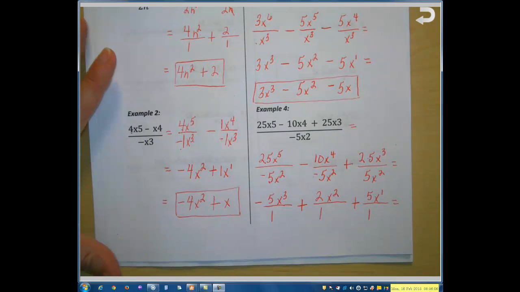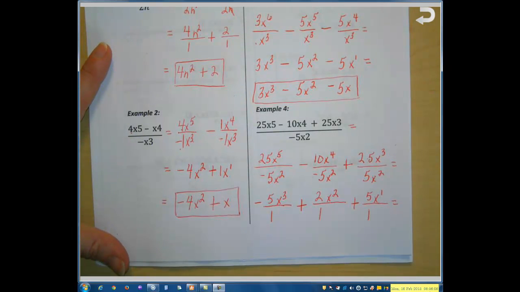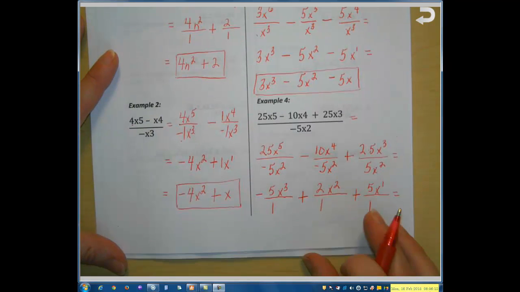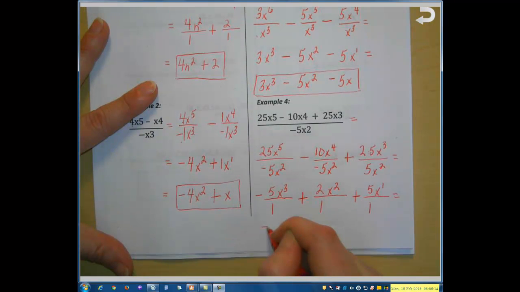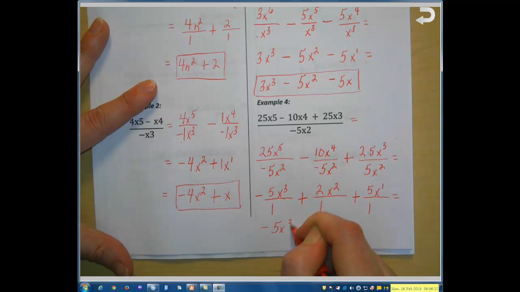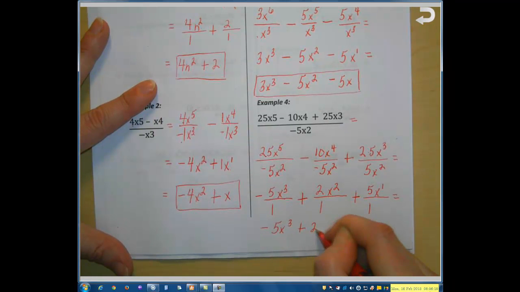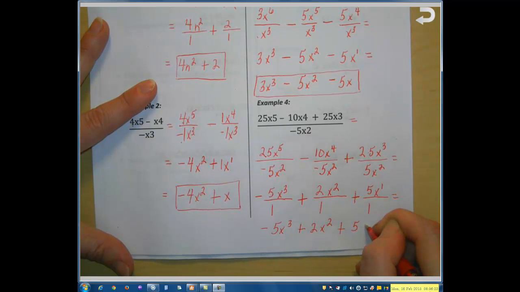Now let's simplify our answer. Every single one of our fractions is over 1. So dividing by 1 will not make a difference to any of those terms. So negative 5x to the 3rd plus 2x squared plus 5x.